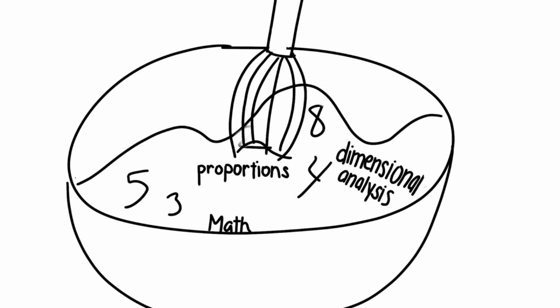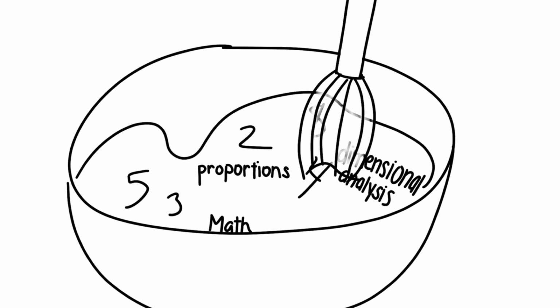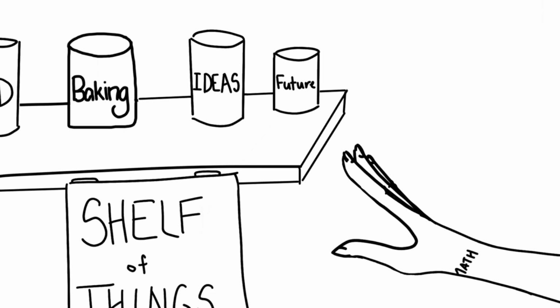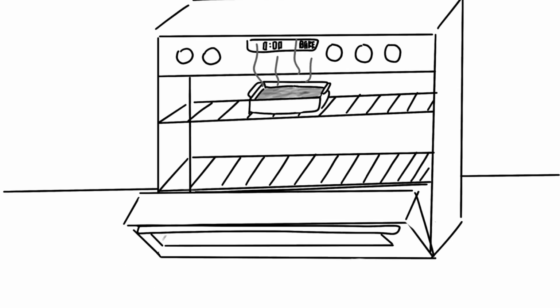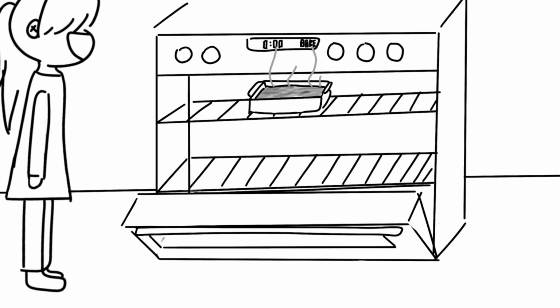Math is an essential part of baking, from ingredient proportions to converting with dimensional analysis. But baking is only a portion of math's reach on seemingly unrelated subjects. Math is a large part of real-world subjects and can help solve many everyday problems outside of a classroom setting. When you open your oven to your freshly baked brownies, you can revel in your mathematic success.